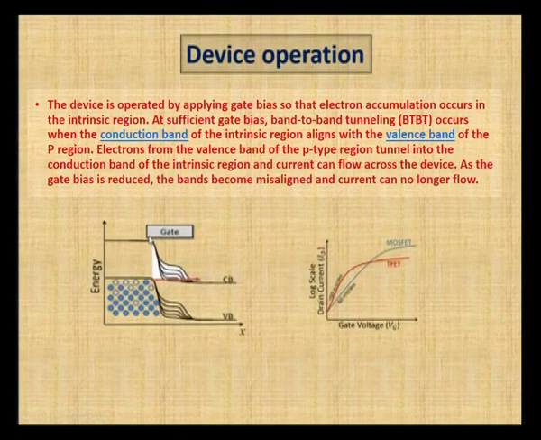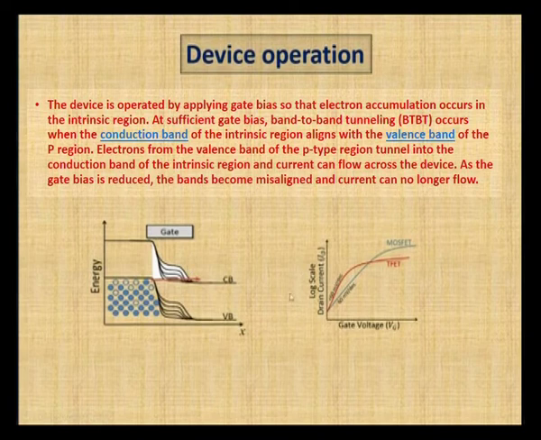Next, the device operation. Due to the tunneling effect, as I said, electrons accumulate in the valence band, which is going to touch the conduction band of the intrinsic region. When more electrons are accumulated in the p region, more electrons move to the conduction band of the intrinsic region. When the valence band is merged with the conduction band of the intrinsic region, conduction takes place, and current flows in the circuit due to the tunneling effect.